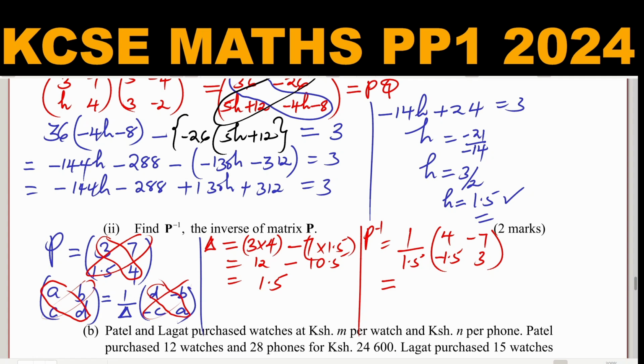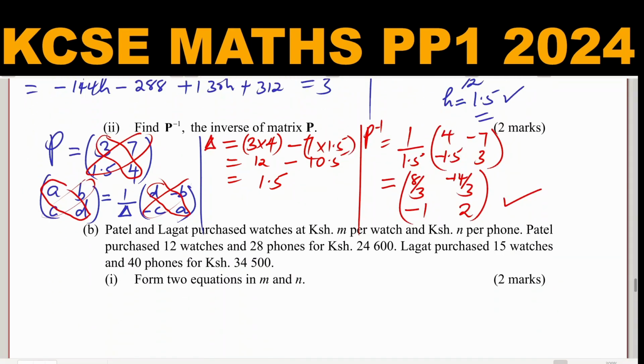And when you do that, 1 over 1.5 times 4 will give 8 over 3, because you can change 1.5 to be 3 over 2. Then 1 over 1.5 times -7 will give -14 over 3. Then 1 over 1.5 times -1.5 will give -1. And then 1 over 1.5 times 3 will give 2. That is the inverse. Part B.